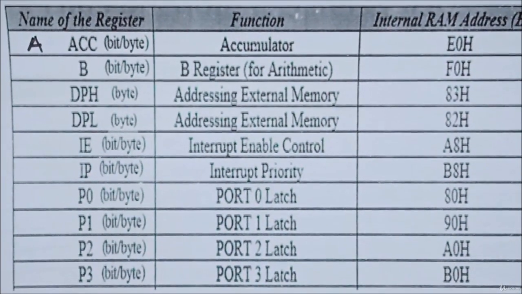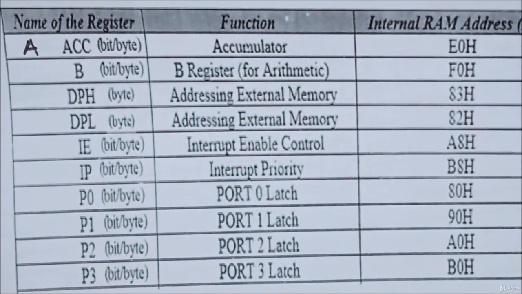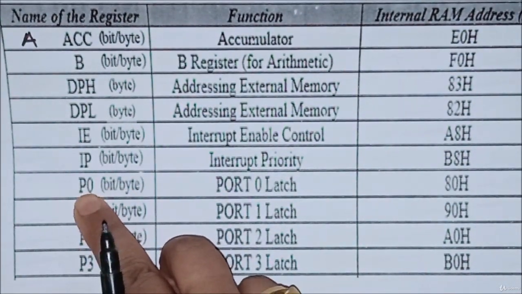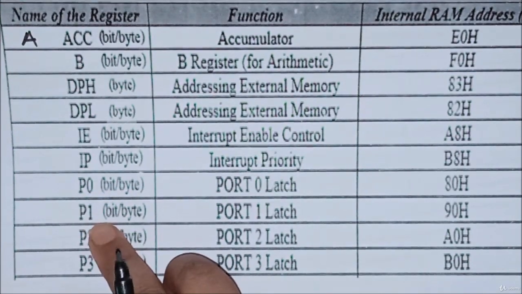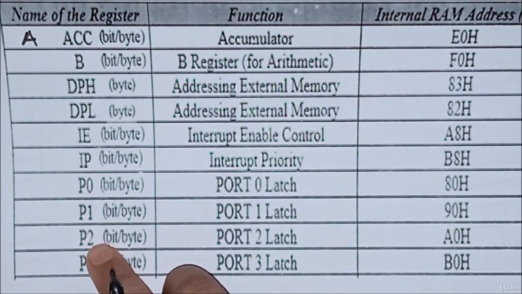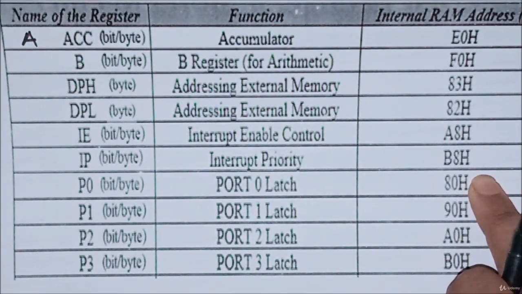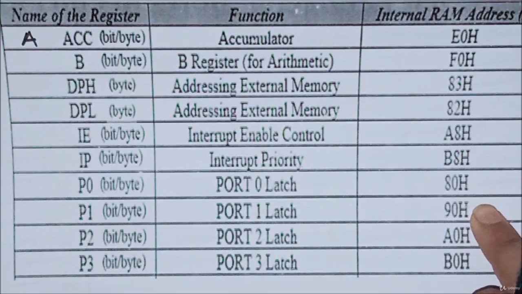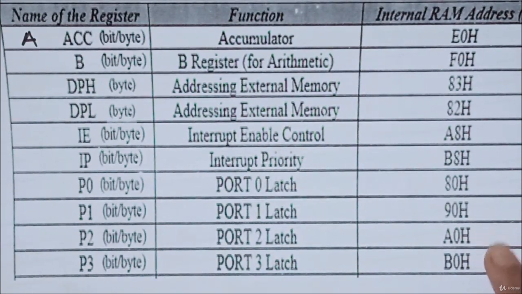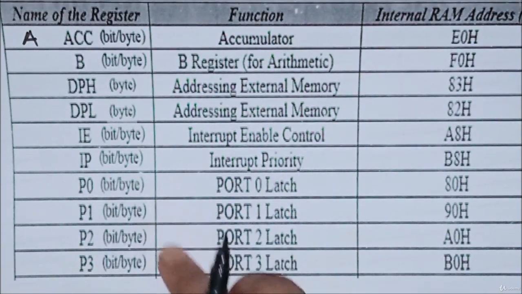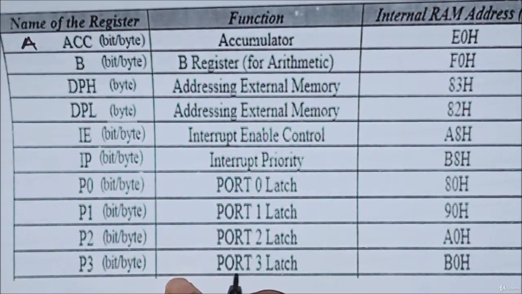The next registers are related to ports. Each port has one register, like P0 port has register P0, then P1 port has P1 register, P2 port has P2 register, and P3 port has P3 register. The addresses are 80H for P0, 90H for P1, A0H for P2 port and B0H for P3 port. All these port registers are bit as well as byte addressable.